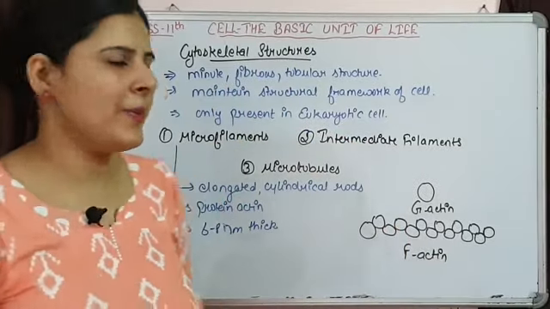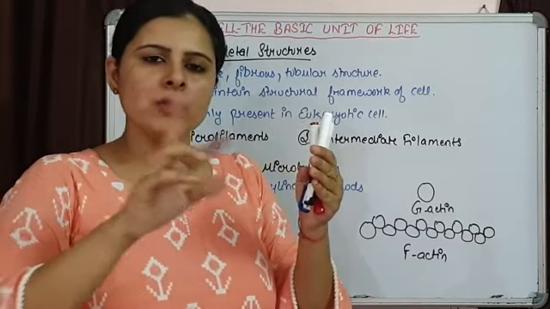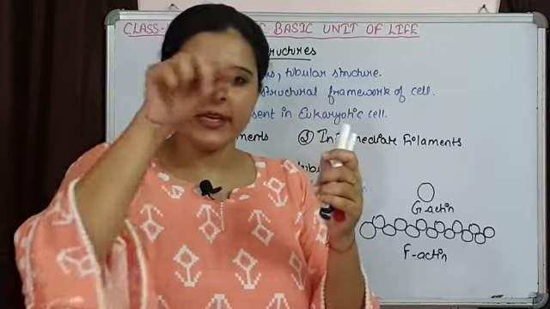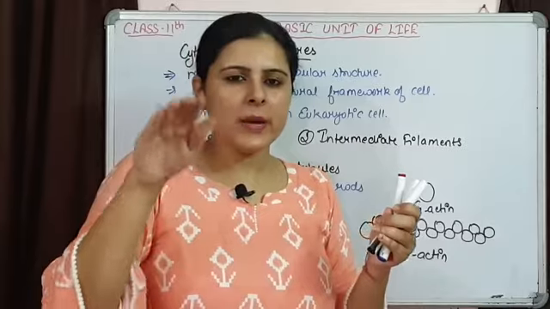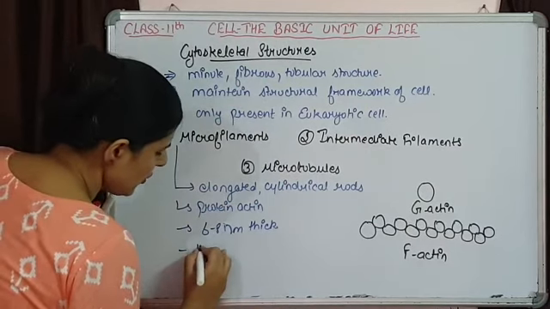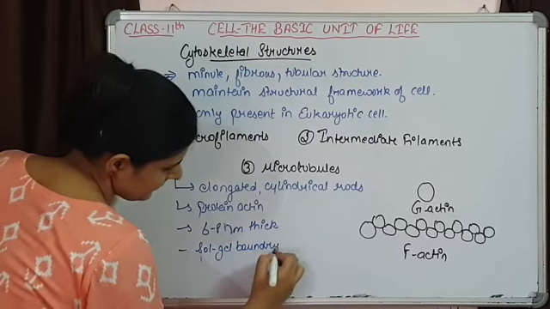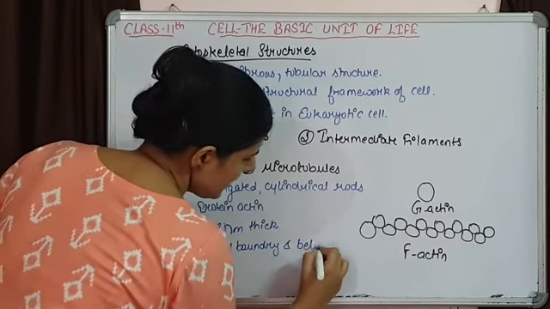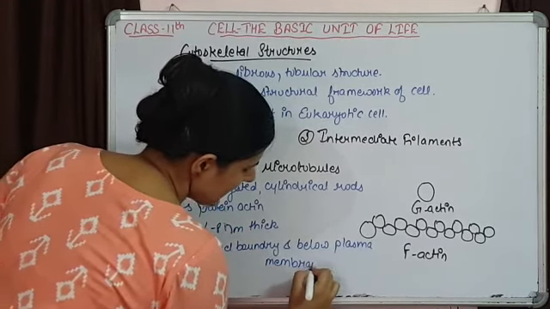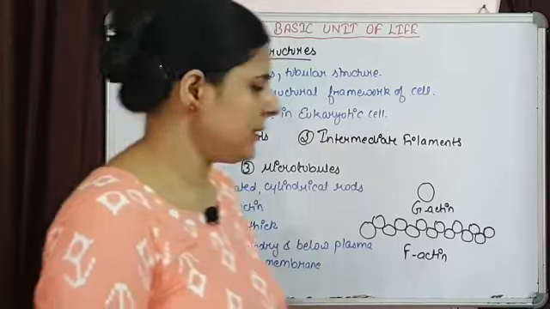Now where are these present? These are present at the boundaries of sol and gel. We talked about that cytoplasm is divided into two parts, sol part and gel part. So at their junction, these are going to be present, and they are present just below the plasma membrane. So they are present at the sol-gel boundary and below the plasma membrane. So they are associated with the plasma membrane. They are also associated with endoplasmic reticulum, chloroplast. So let me remove this.